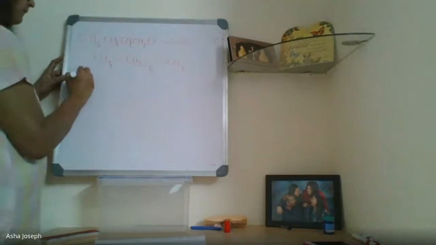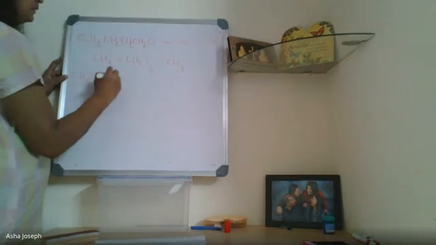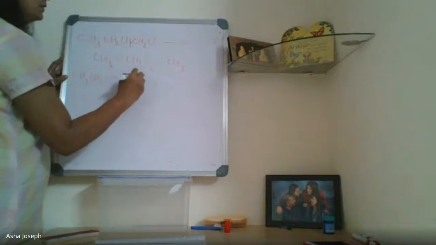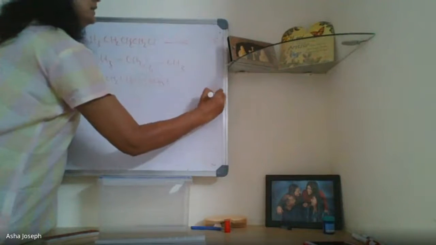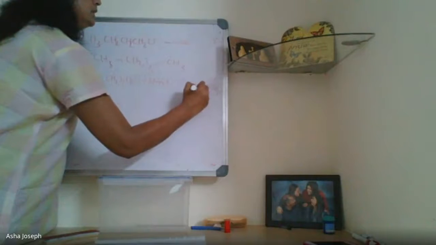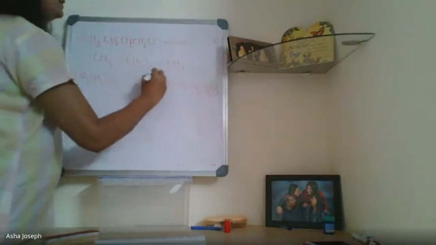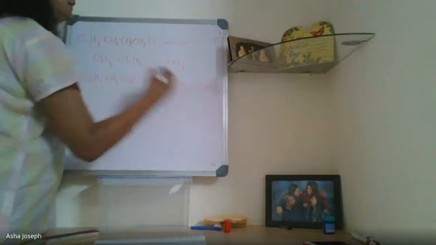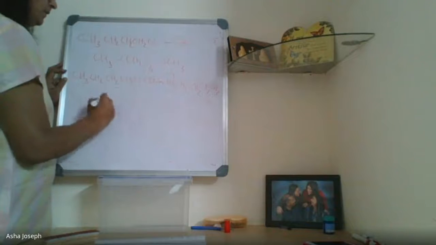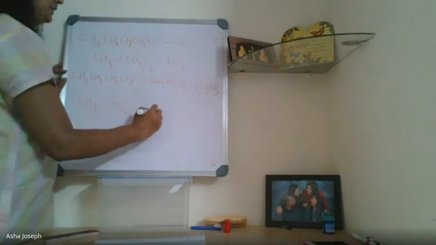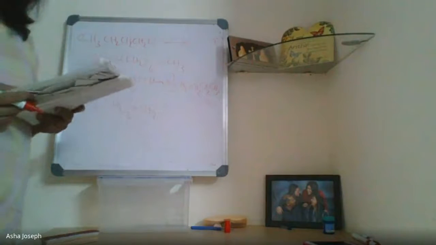I am writing. We are doubling the number of carbons. CH3, CH2, CH2, CH2, Cl, 2Na plus CH3, CH2, CH2, CH2, Cl. From here, 2 NaCl molecules will be eliminated and you will get octane, CH3, 6 times CH2, CH3. Clear?